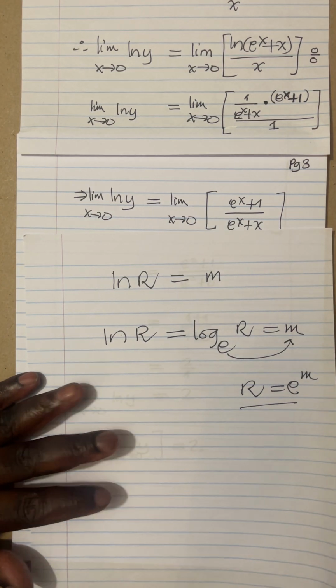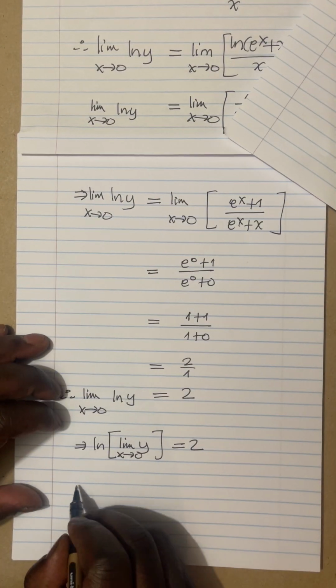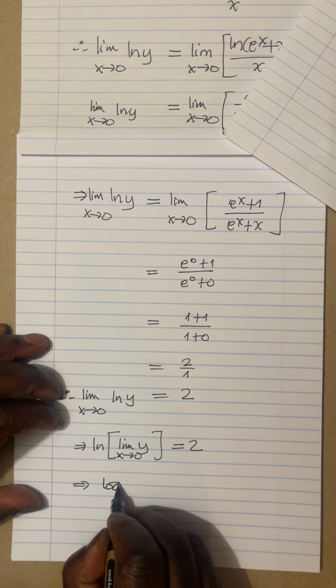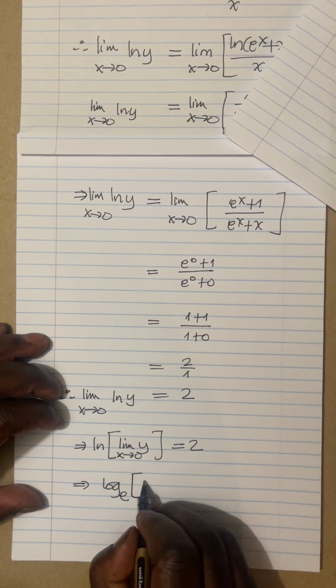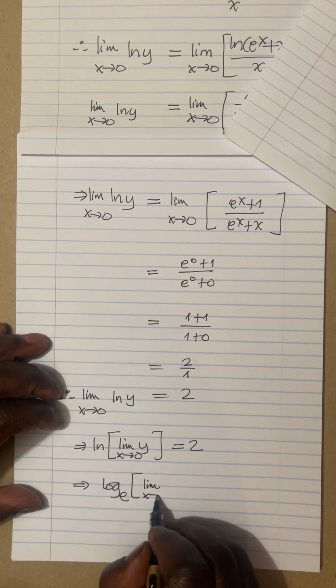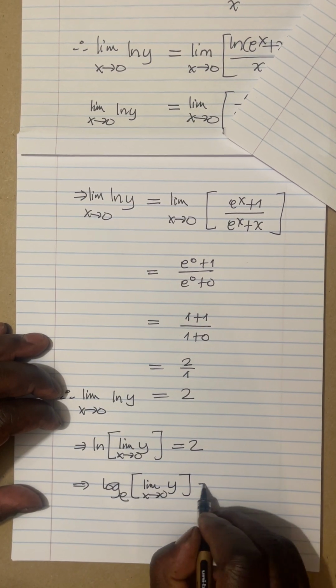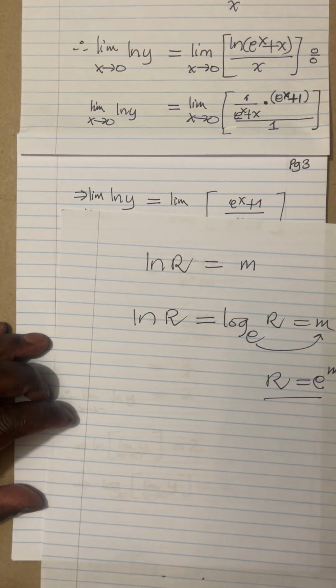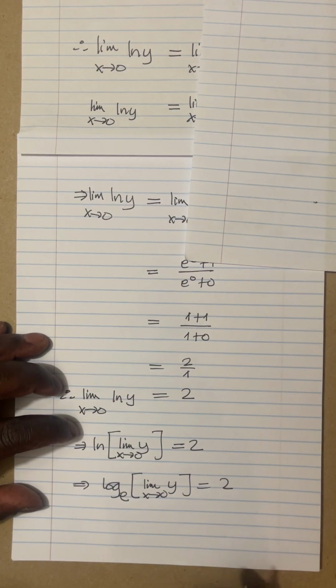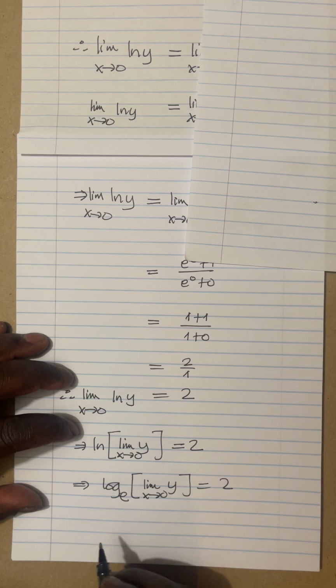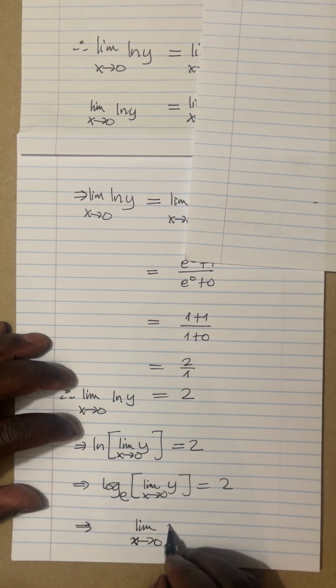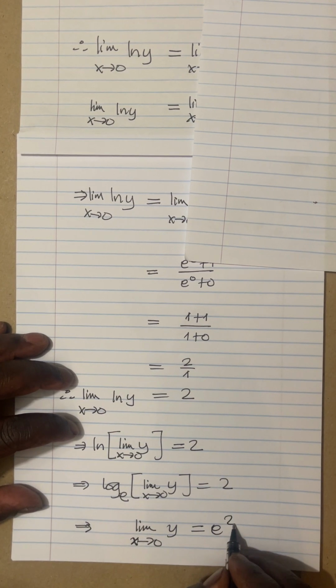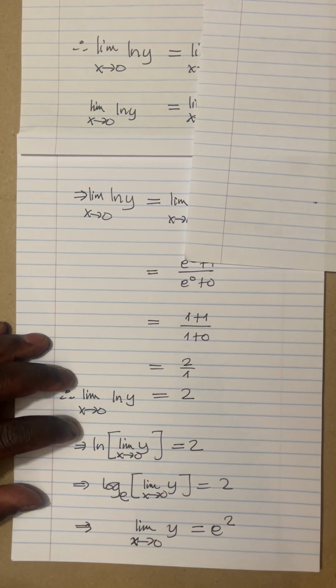Right, so this is critical in our case here. So we can rewrite this then to the log base e of the limit as x approaches 0 of y is equal to 2. Remember what I explained here? The e must come there, m becomes power. So here, this is taking the place of r. So we're going to say this implies the limit as x approaches 0 of y is equal to e to the power 2. That's how we get rid of the log form.